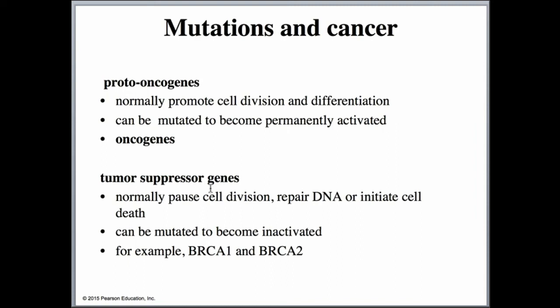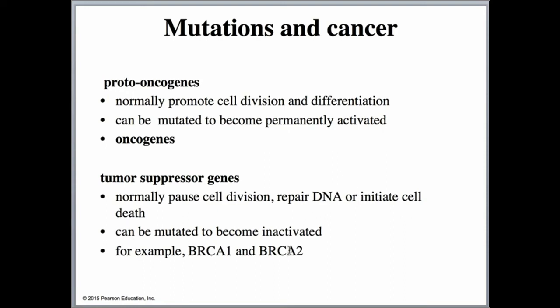Tumor suppressor genes normally pause cell division in order to repair DNA, or they can initiate cell death. So they pause cell division, they repair DNA, and/or initiate cell death. They can become mutated so that they're always inactivated. So if these genes never turn on, then that means that the cell is never pausing its division, never repairing its DNA, or never initiating cell death.